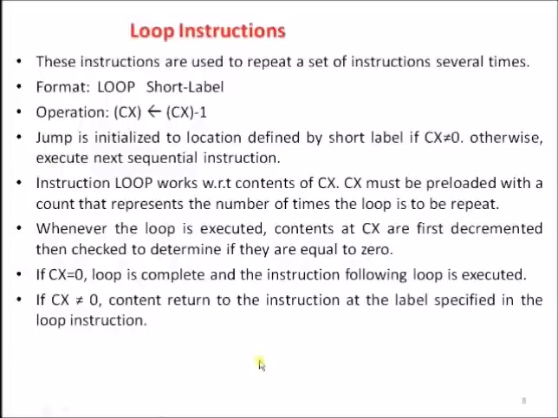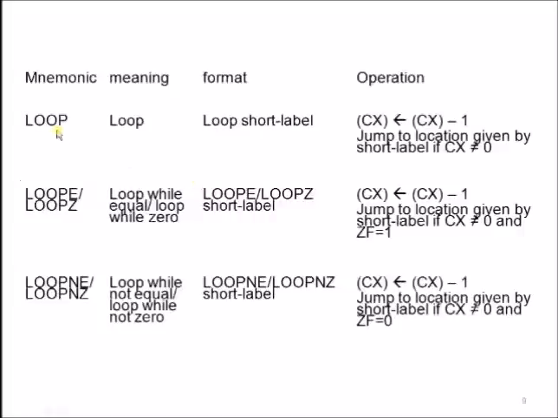Now loop instructions are mainly used for repeating a set of instructions, or executing a set of instructions repeatedly until the condition is satisfied. Let us see what those loop instructions are. LOOP and a label: this instruction will execute the set of instructions under this loop until CX becomes 0. CX gets decremented by 1 for every execution of the loop.